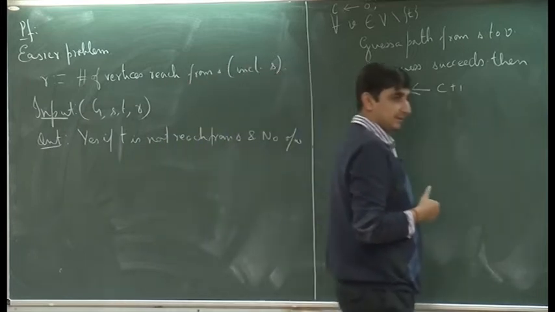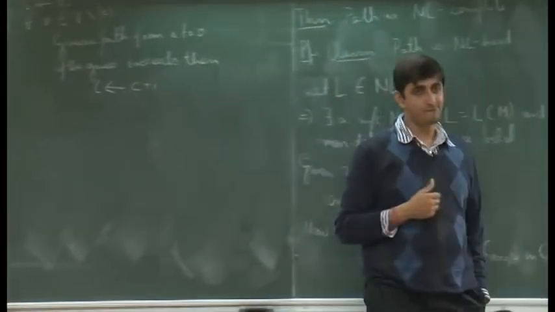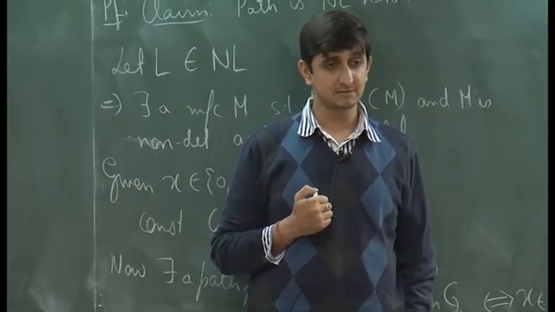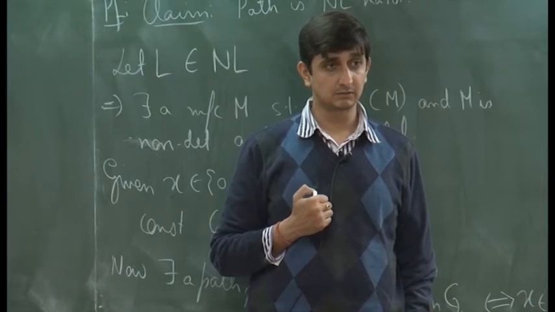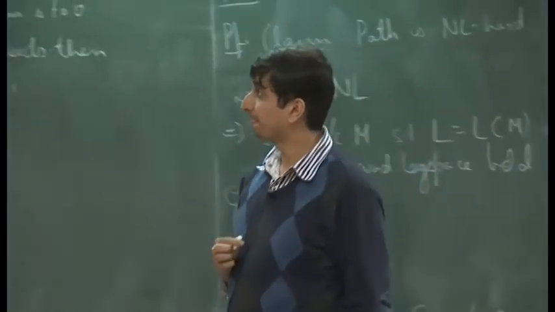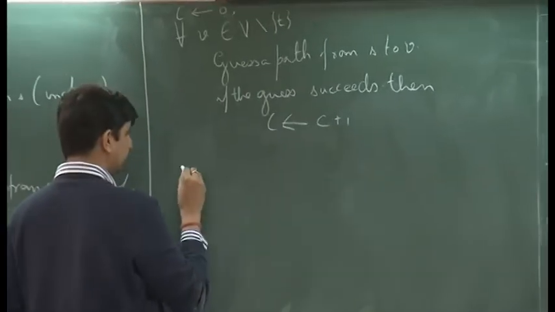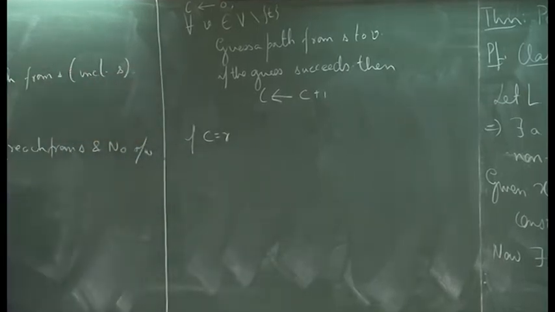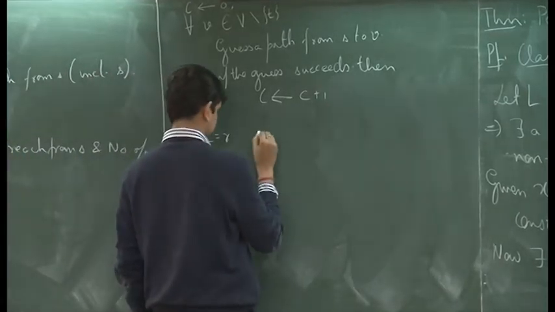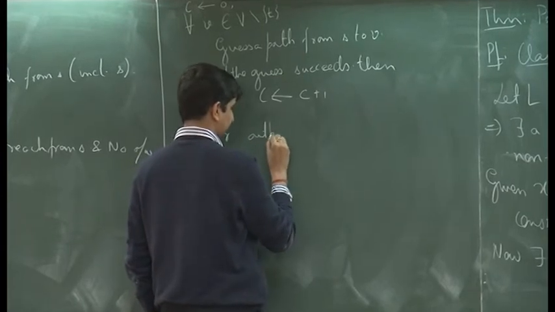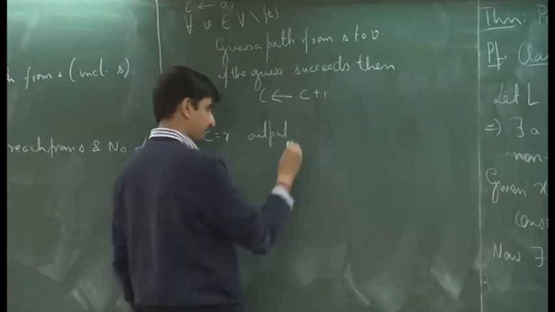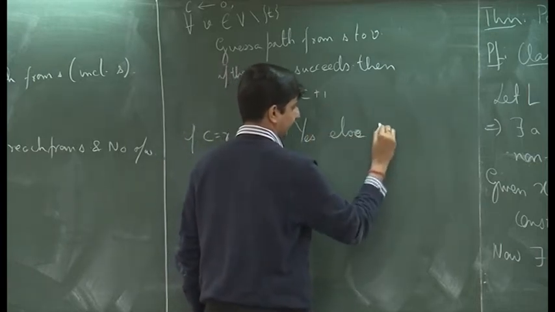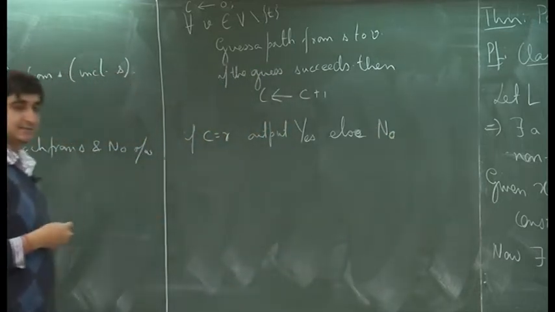So, now when do we accept? Can you complete the rest of the algorithm, and when do we reject? At the end of this loop, if C equals R, what do we do? What can we say? We output yes, else no. Yeah, so this is the correct algorithm, and why is this correct?